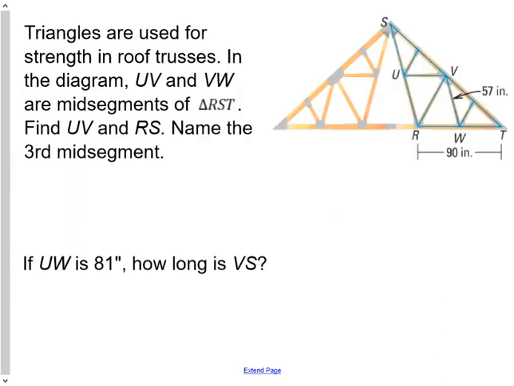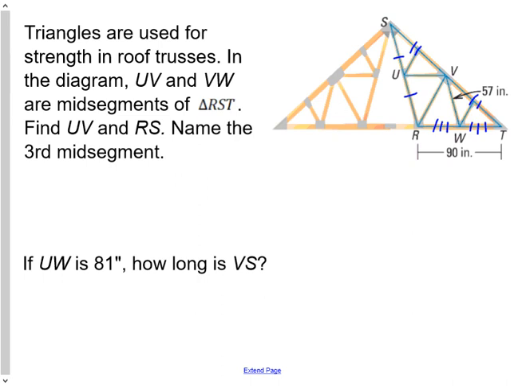We've got a picture here of what trusses are, right? They usually hold up the roofs of houses. So triangles are used for strength in these situations, and in the diagram UV and VW are mid-segments, right? So just from that information, we could label a bunch of congruent marks all over. Now, I didn't even label the congruent marks from my mid-segment. So now it says find UV and RS. I didn't label UV and I didn't label VW.